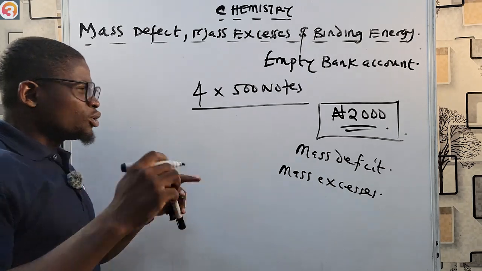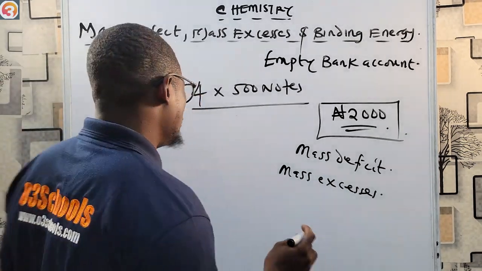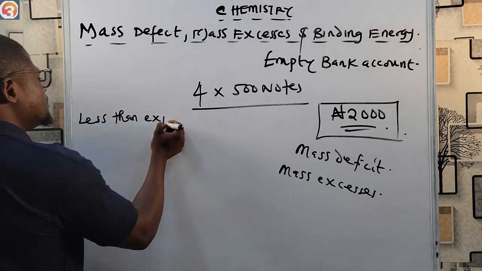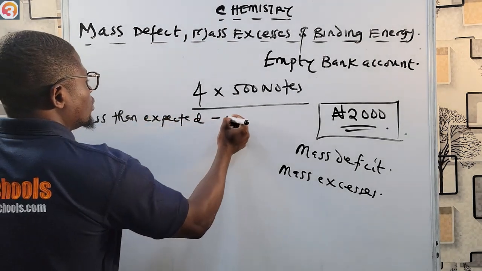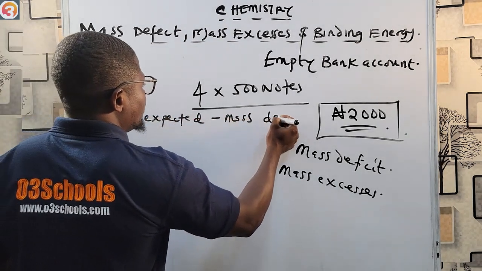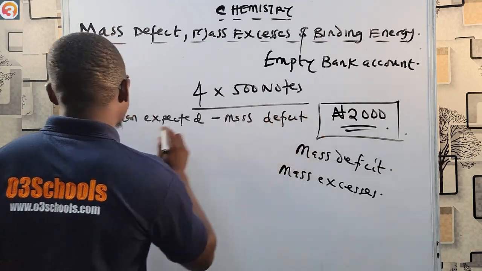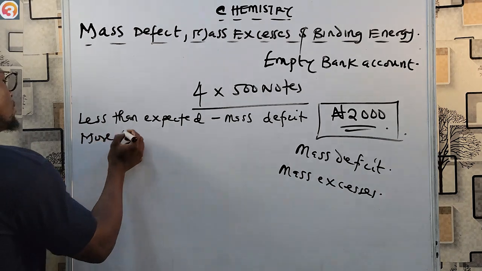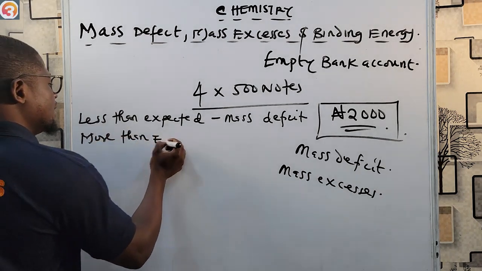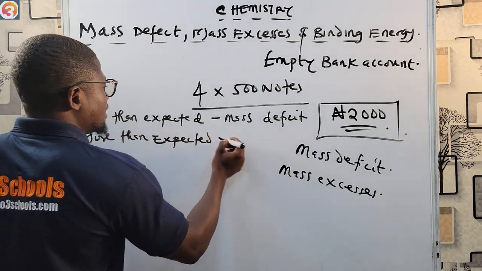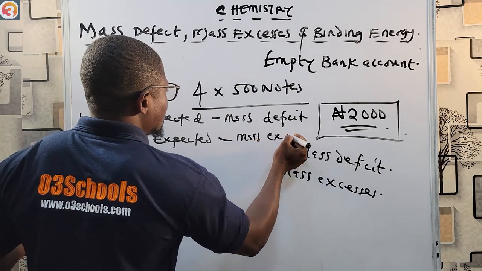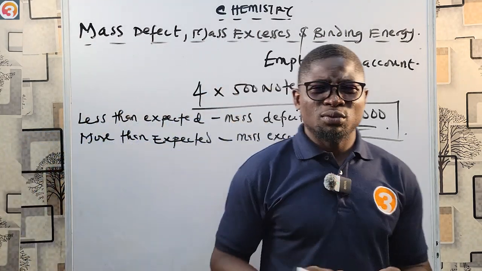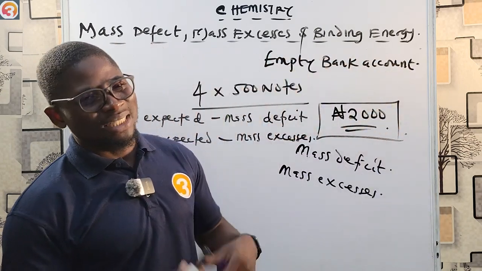So to summarize this illustration: when you see less than you expected, that is mass deficit. You are seeing less than you expected, that is mass deficit. But when you are seeing more than expected, you call that mass excess. I'm sure you understand the illustration. So that is mass excess and mass deficit.